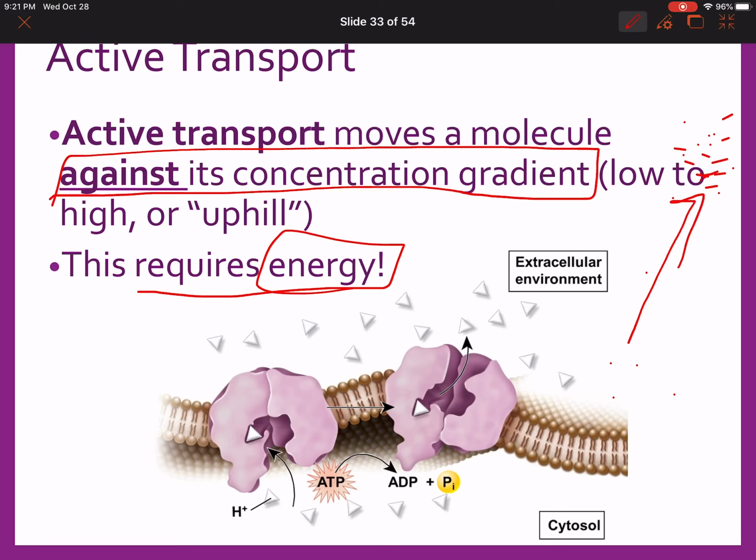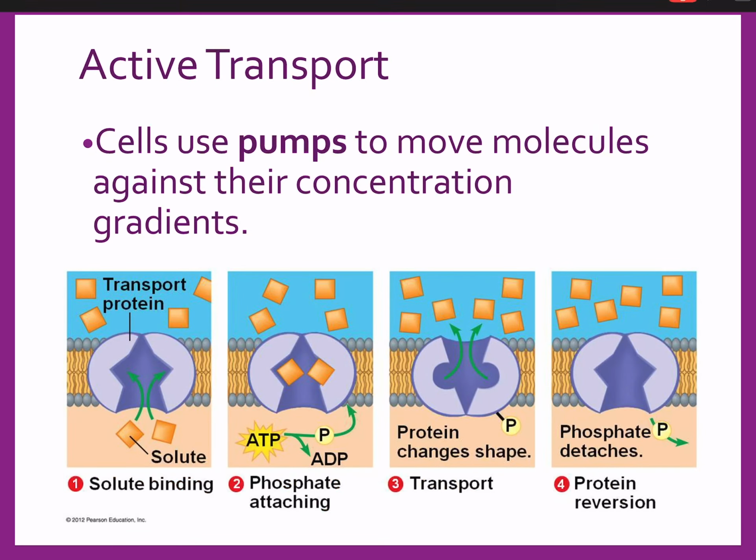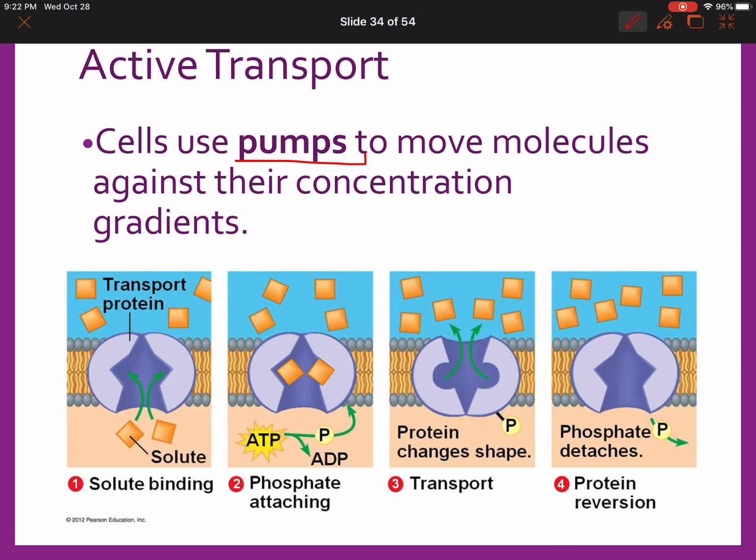So looking at the picture down here, we have a very high concentration of white triangles. We have a very low concentration, right? What this protein here is doing is taking the white triangles, pushing them to the high concentration and using ATP energy to do it. Any type of protein that does active transport is called a pump, just like pumping water. You pump water to move the water, usually to where it doesn't want to go, sometimes against the force of gravity. We pump water up to the sink.